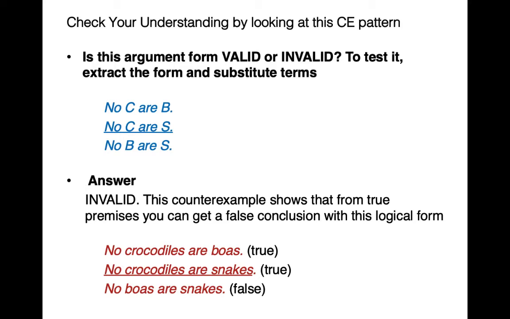For instance, no crocodiles are boas. No crocodiles are snakes. Conclusion, no boas are snakes. Hold on, that's wrong.